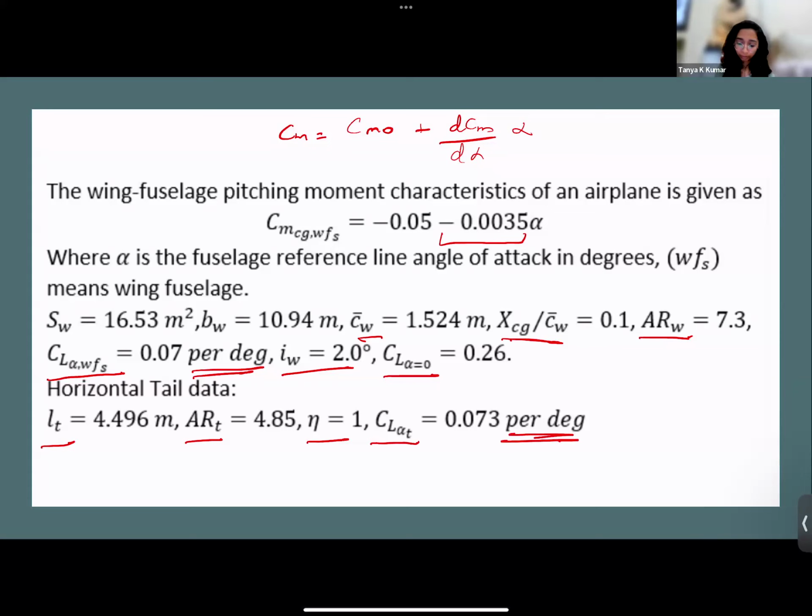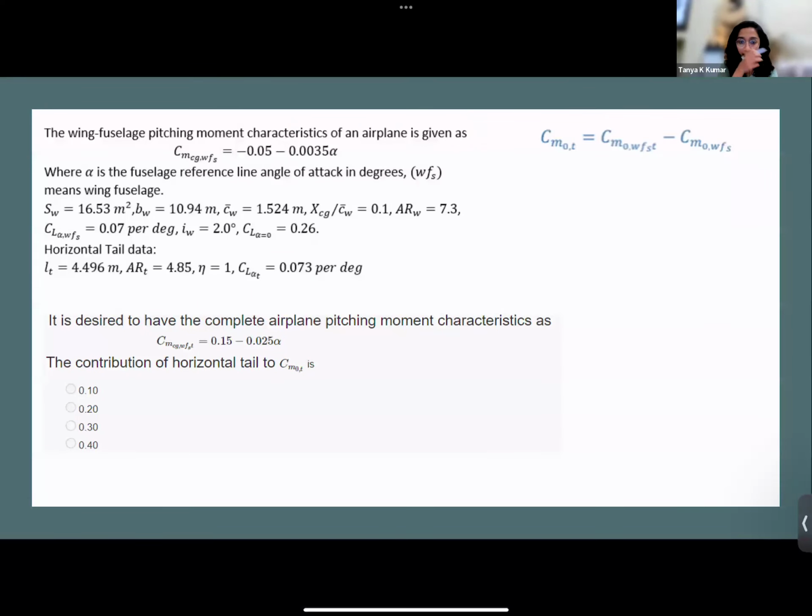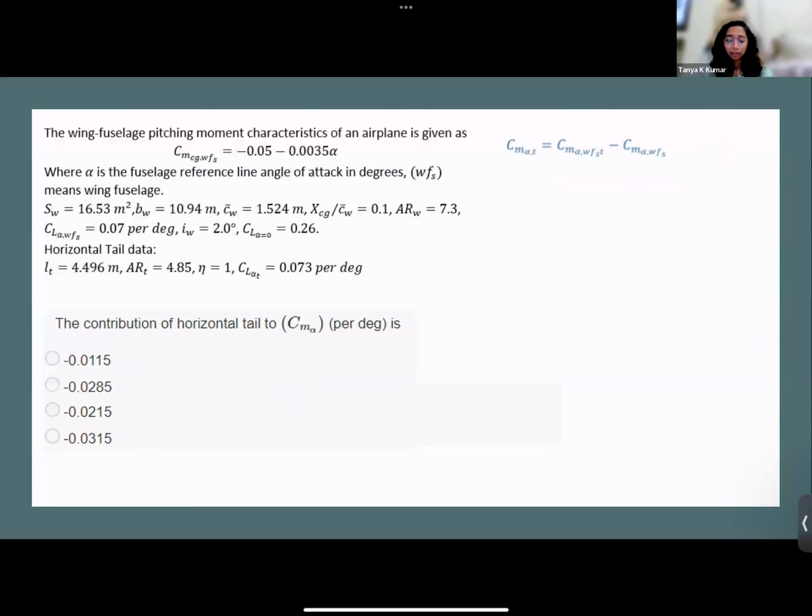What do you have to find? So I'll put these up on the slides anyway, so you can try solving this, and this is how you will solve it. Okay. They've asked you the contribution of the horizontal tail towards CM naught, CM naught tail, using this formula. Then CM alpha of the tail in per degrees. You can also calculate that given this formula. You have the distribution of the entire aircraft, and they're asking you the contribution of the individual components, the tail in this case. Okay.